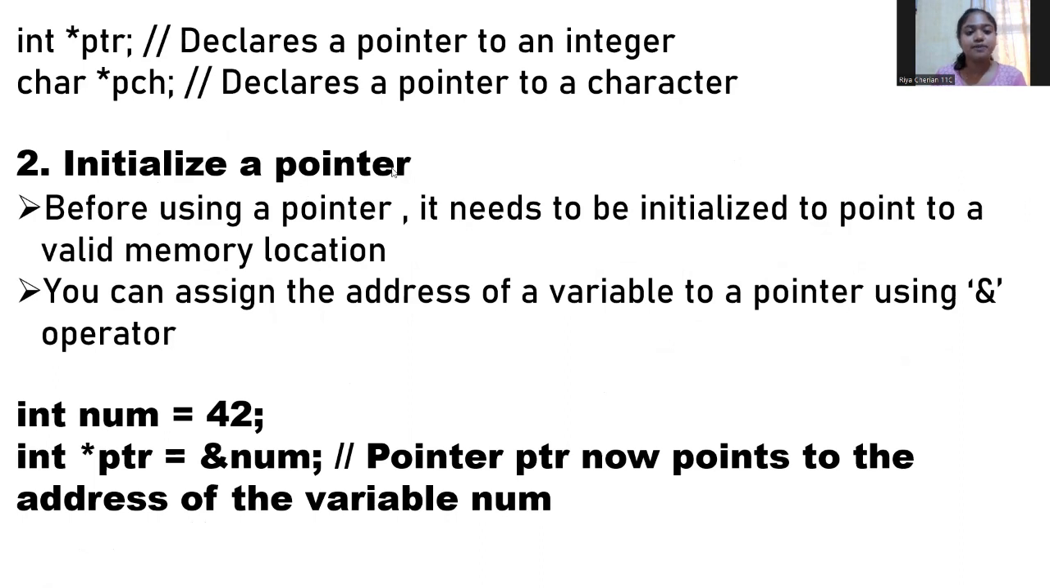Second, initialize a pointer. Before using a pointer, it needs to be initialized to point to a valid memory location. You can assign the address of a variable to a pointer using the AND operator. Here, the pointer now points to the address of the variable num, that is 42.